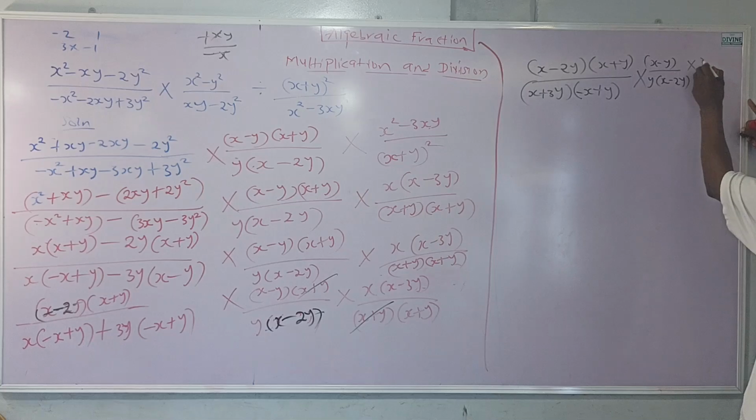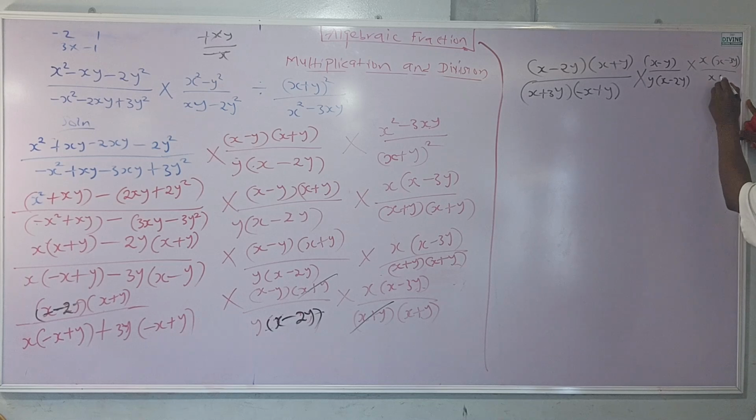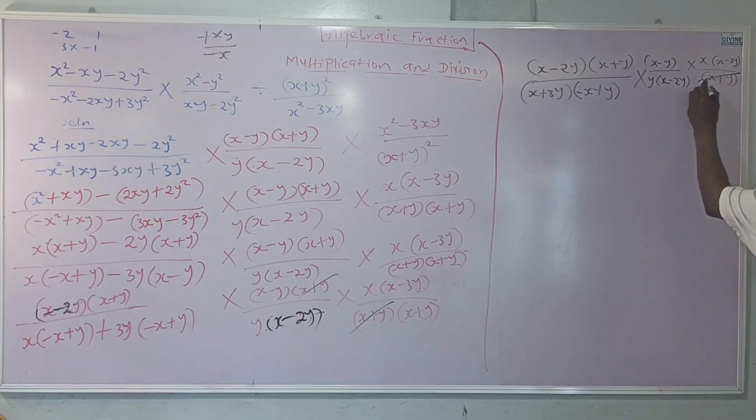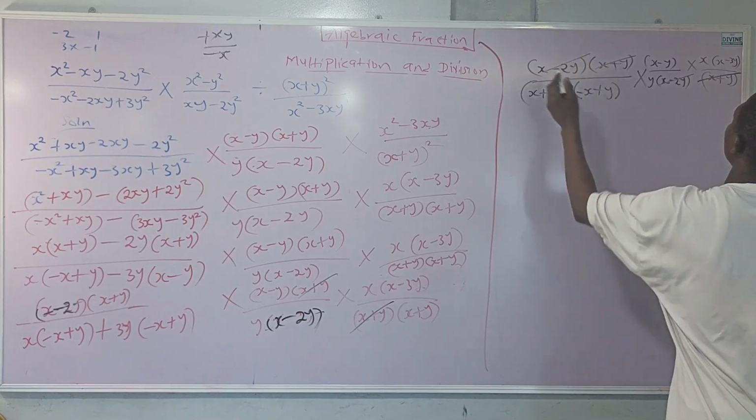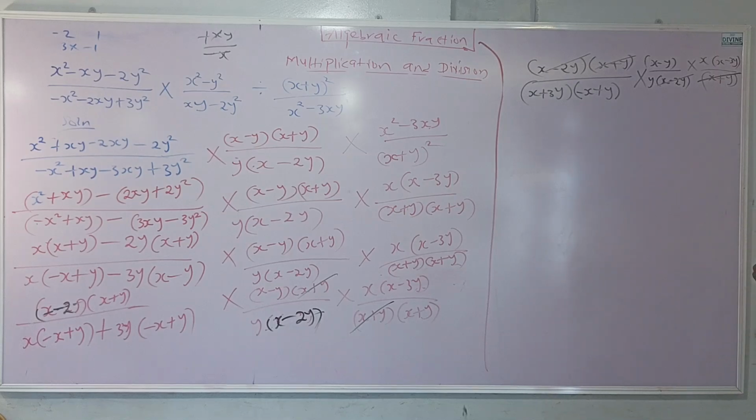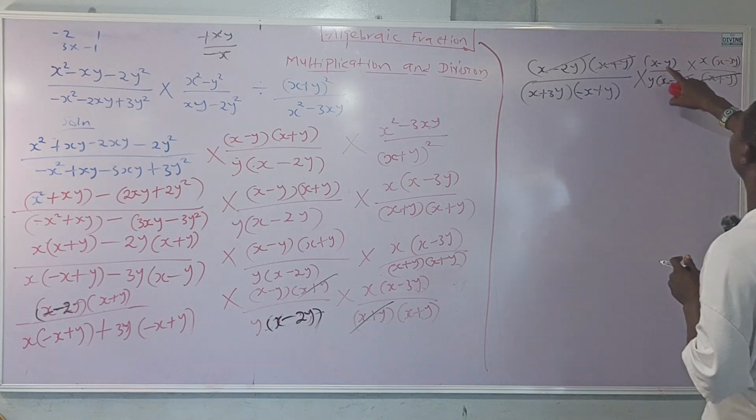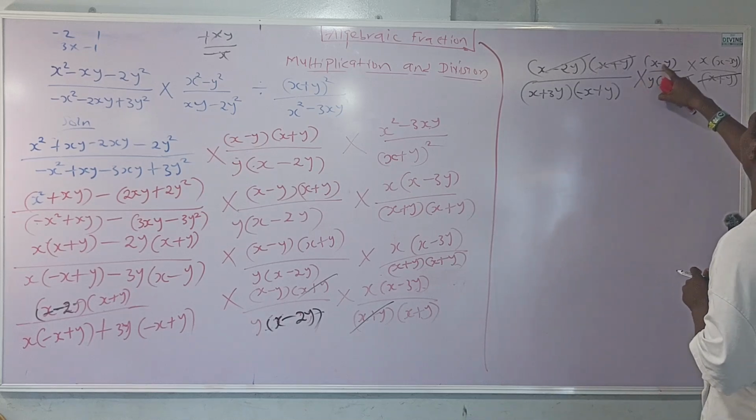And we also have times x bracket x minus 3y all over x plus y. So this can simply cancel this. What else do we have that can cancel? We have this to cancel this. What else do I have that can cancel now? This and this can be worked on.